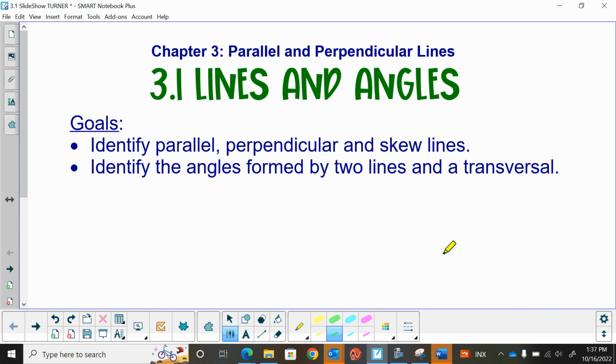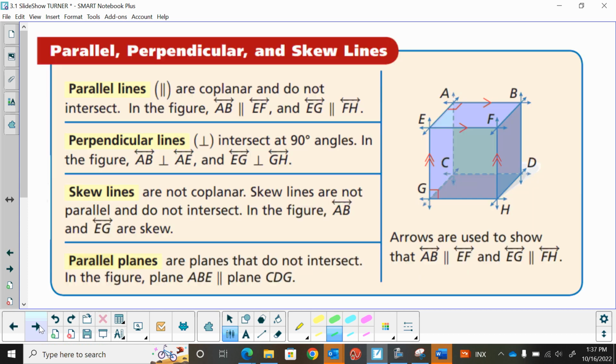So this first section is just going to introduce us to what parallel and perpendicular lines are. We're also going to take a look at what are called skew lines, and what's called a transversal, and all the different types of angles that are created when you have these intersecting lines. So on your notes, we start off with 4 terms here.